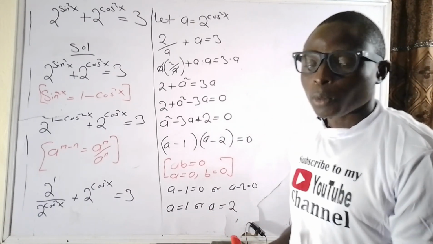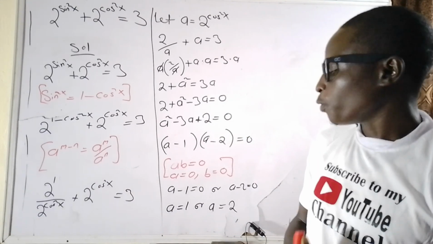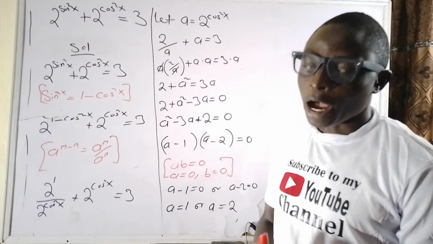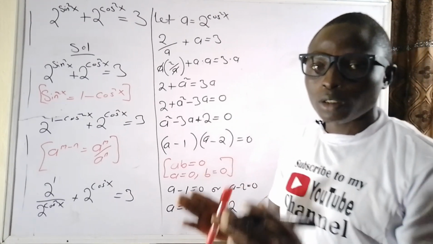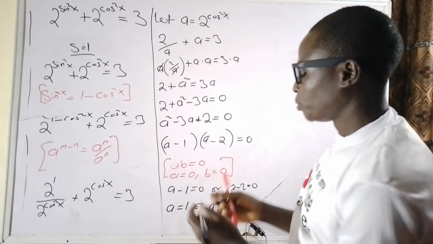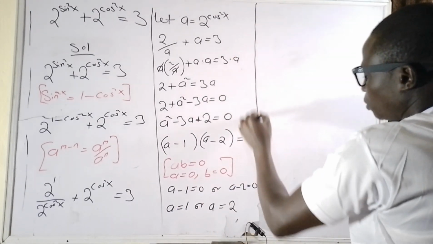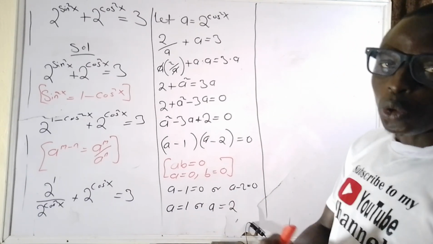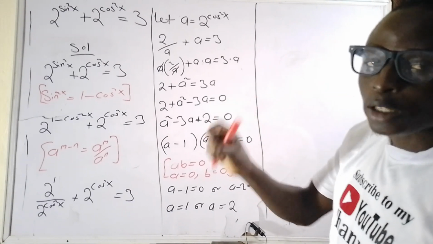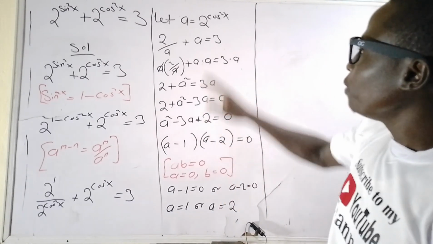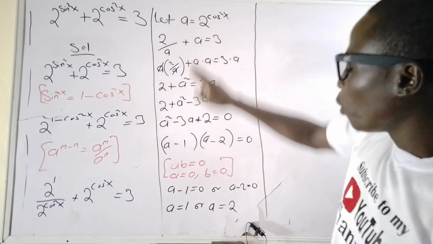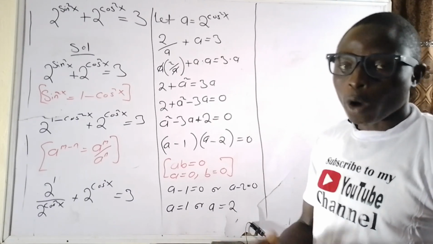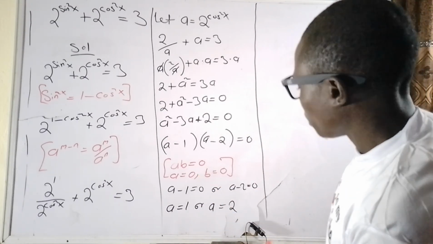But remember, we were asked to find the values of x and not a. I introduced a in order to ease the solution or the steps. At a particular point, I let 2 raised to power cos square x be equal to a. And if that is the case, I have to plug the values of a one after the other.